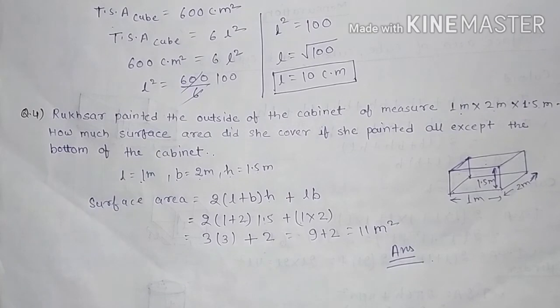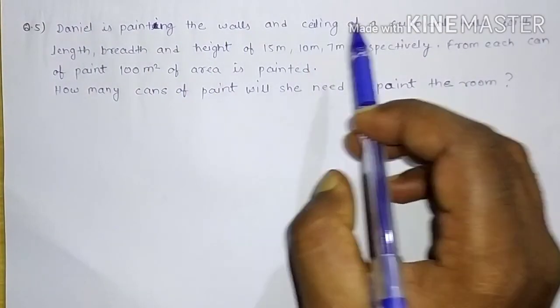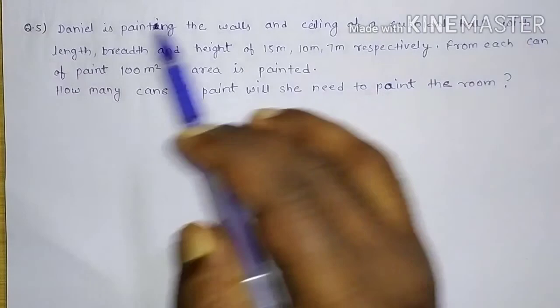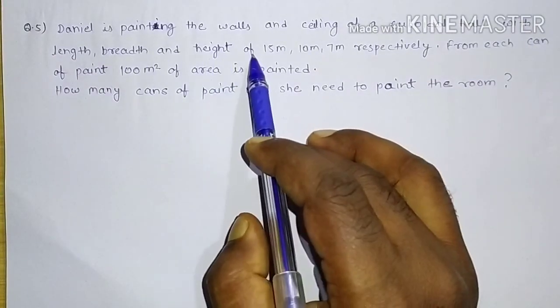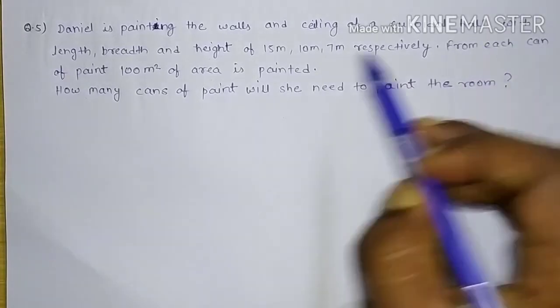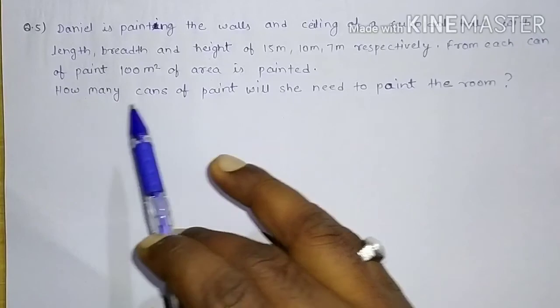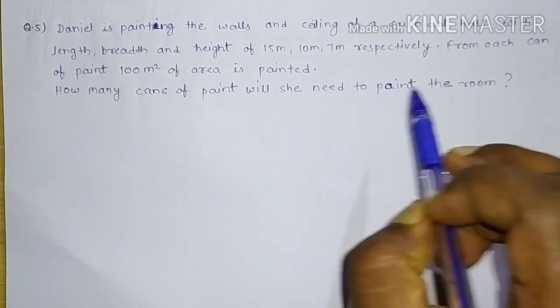Now the next question, that is question number 5. Daniel is painting the walls and ceiling of a cuboidal hall with length, breadth and height of 15 meter, 10 meter and 7 meter respectively. From each can of paint, 100 meter square of area is painted. How many cans of paint will she need to paint the room?